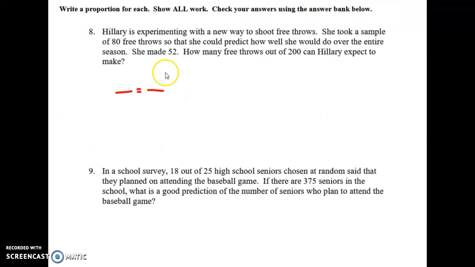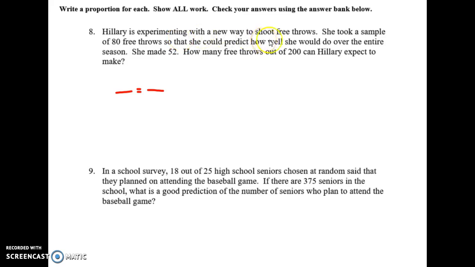Okay, if you're joining me with number 8, that means you've finished number 6, 7, and I believe number 5 on the front. Okay, so again, check your answers. If your answers didn't match with the answers in the answer bank, make sure you raise your hand and get some help. Let's see, number 8.